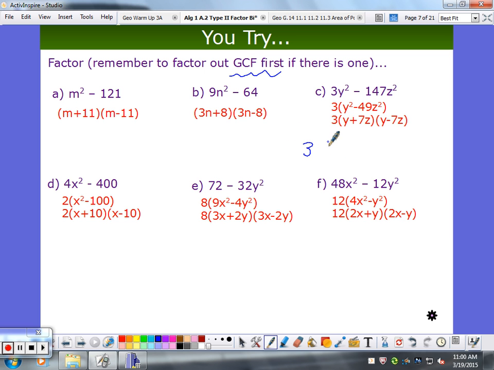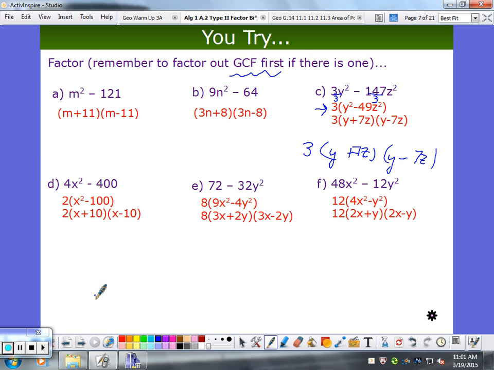So you set it up, and you say, what's the square root of y squared? Y. What's the square root of 49z squared? 7z goes in both places. Plus minus, minus plus. Where was the hold up there? I think maybe when you divide it by the 3, probably so. Or was it just how you did this?